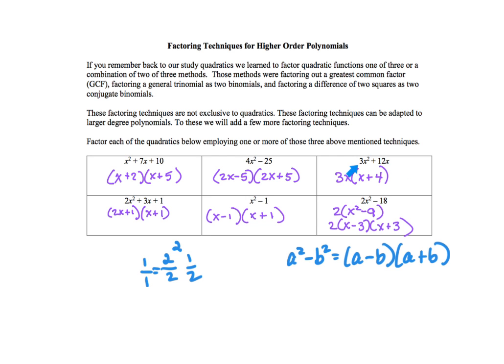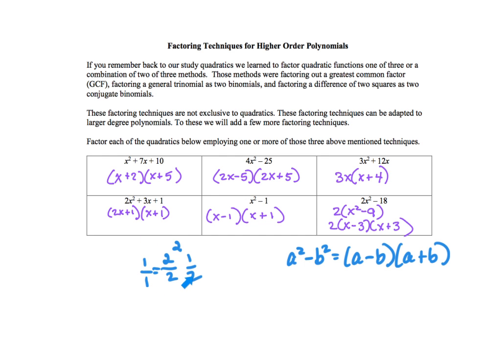In this one, all we could do is factor out a GCF. That GCF is 3x. And now in this one, we're still factoring a quadratic, but this one has a leading coefficient. So to do this one, I've got to multiply my a and my c. That's 2 times 1, or 2. And think of two numbers that multiply to 2 but add to 3. Those numbers were 2 and 1.